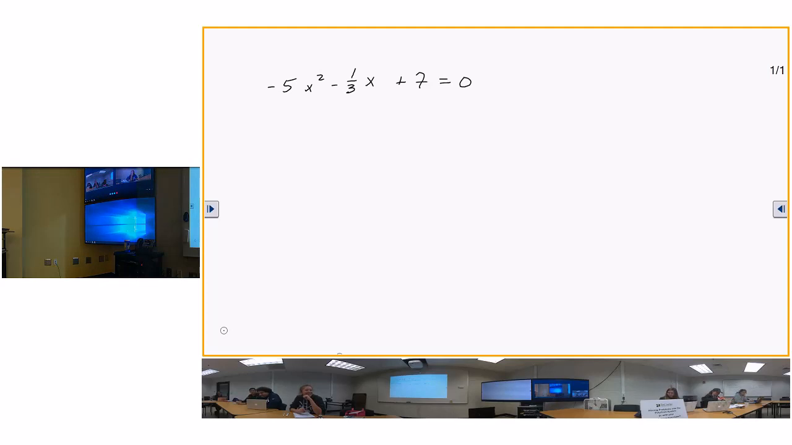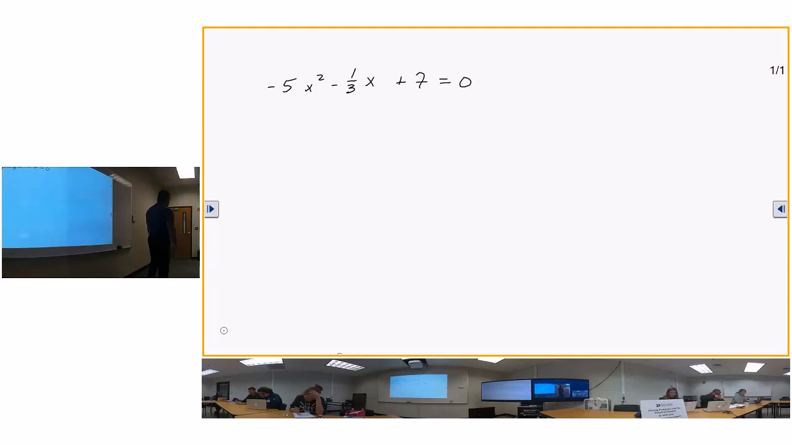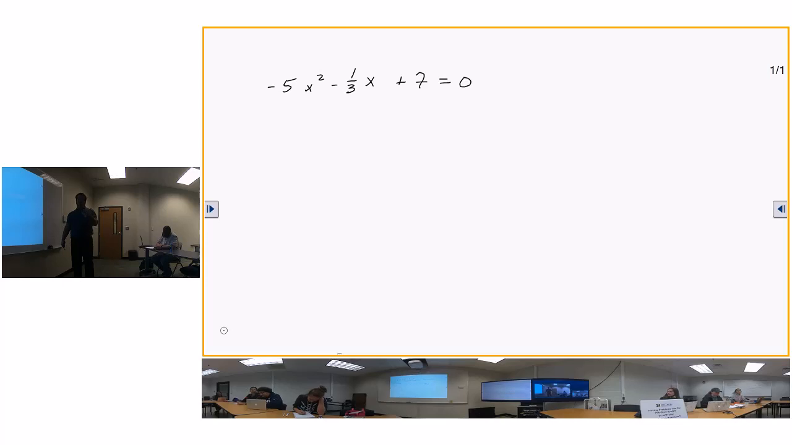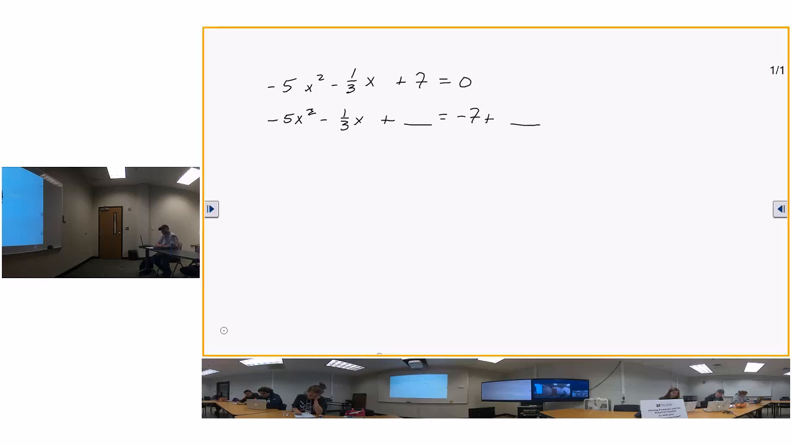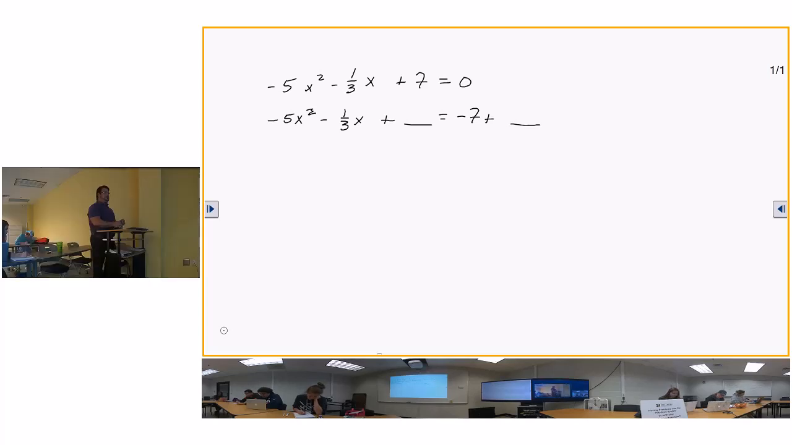Now I'm going to write out every step. We got 4 problems to go over today. I'm going to write out every single step because we are getting close to the test. So here we go. 5x squared minus 1/3 x plus blank is equal to negative 7 plus blank. Now what's the next step? Factor out the negative 5.